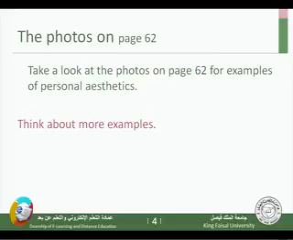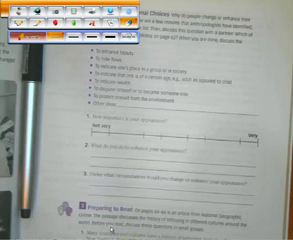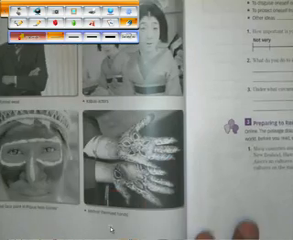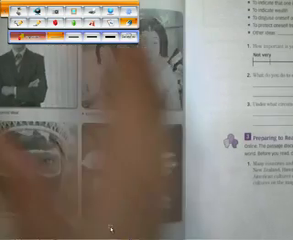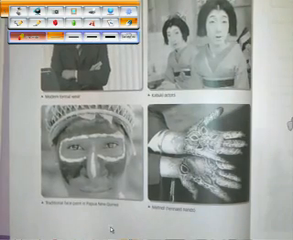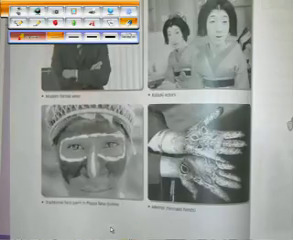Now, I'd like you to turn to page 62 in your textbook. And on page 62, you would notice that there is a set of photos.